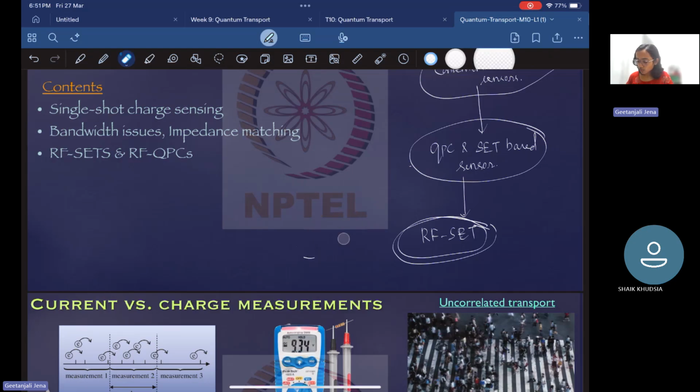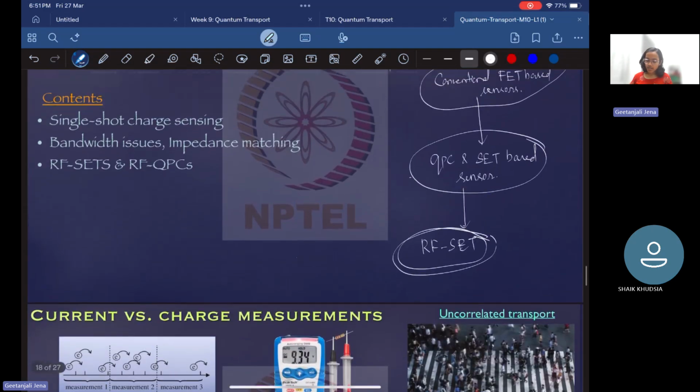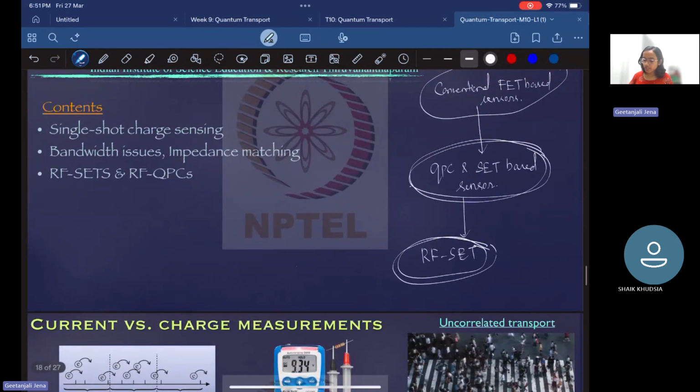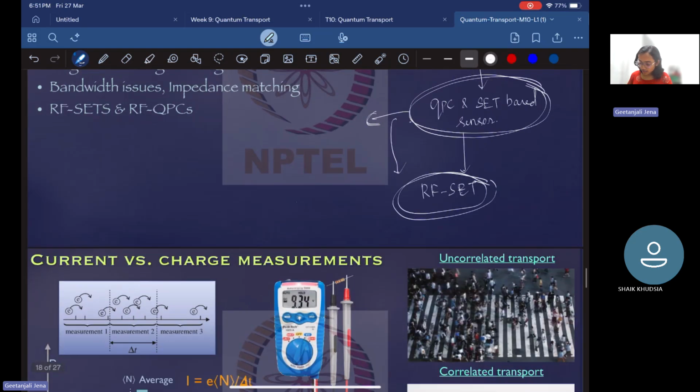As we'll see, the QPC and SET-based sensors are limited by bandwidth issues and impedance mismatch, which can be overcome by RF sensing. So let us see it in detail.